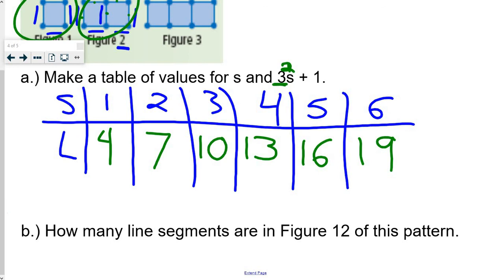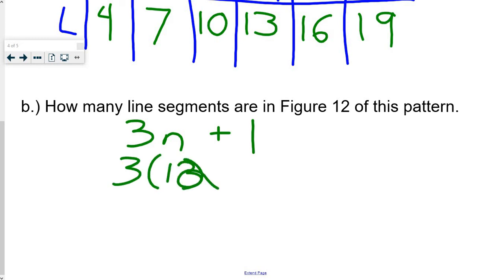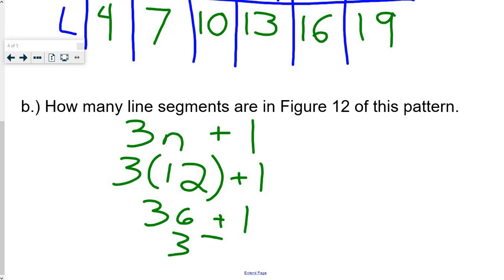How many line segments are in figure 12 of this pattern? So again, stop this at home and do this on your own. 3 times 12, plus 1. 3 times 12 is 36, plus 1 is 37. So 37 line segments will be in figure 12 of this pattern.